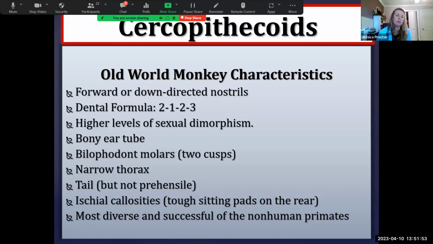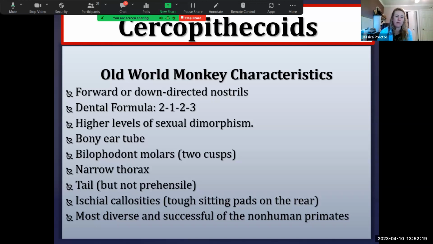The thorax region, so that's essentially the region that holds all of the vital organs. That's where the thoracic vertebrae are located as well. So they tend to have a fairly narrow thorax, whereas we'll see in the apes and humans, we have a more broad thorax. The cercopithecines, many of them have a tail. But that tail is not prehensile, so it has no grasping ability, essentially.